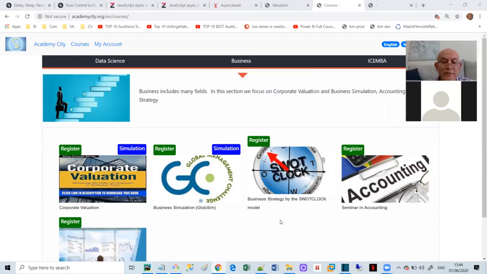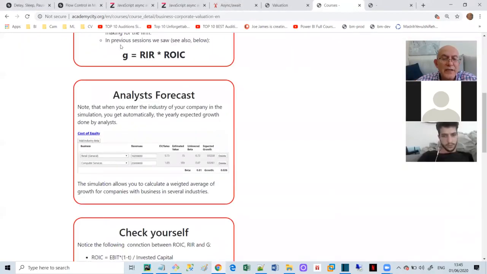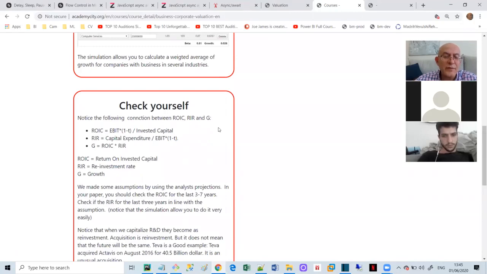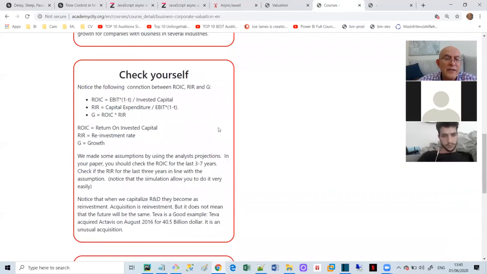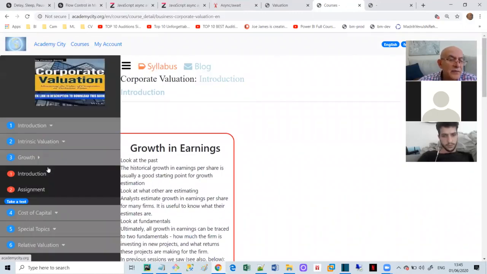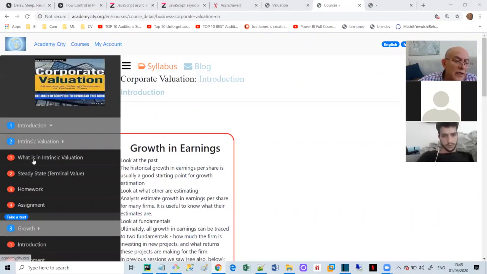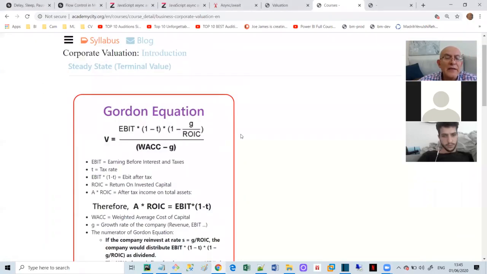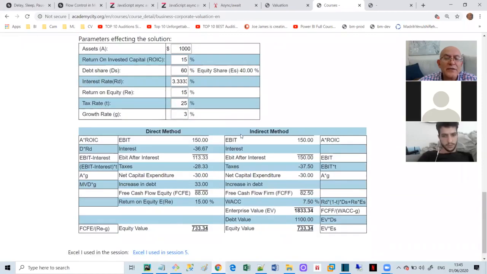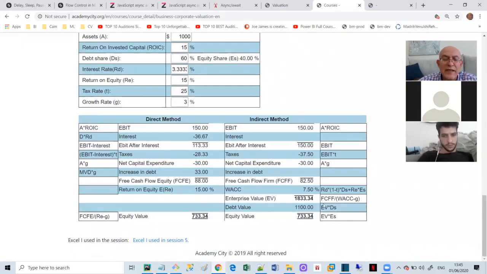Hi everyone, this material, the G equals RIR times ROIC. We talked about how to analyze forecasts about growth. We talked about assumptions in steady states, and we talked about taxes. As we went over that, we talked about the steady state, and I was asked to add the equations here on the right side and the left side, which I did.